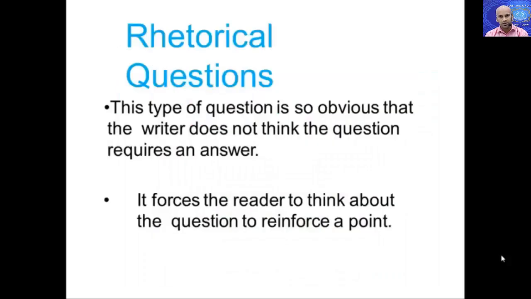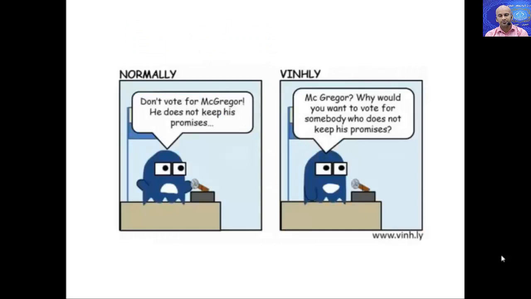Then rhetorical questions. What is a rhetorical question? This type of question is so obvious that the writer does not think the question requires an answer. So you do not need to answer the question, but these questions are asked only to give stress on a point or to lead into the topic. It forces the reader to think about the question to reinforce a point.